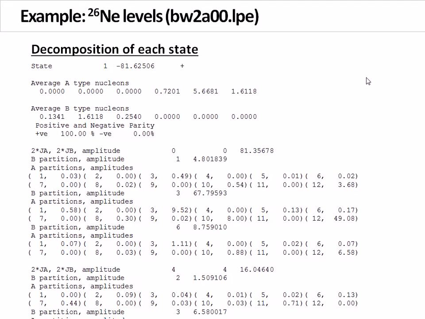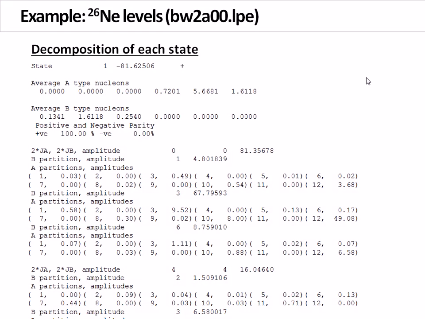So what this then decomposes is our wave function in terms of all the partitions that are involved and all their angular momentum couplings. What this first line says is, if we have the total angular momentum of the A nucleons, which are the neutrons, the total angular momentum of the protons, and their amplitude, which is actually the percentage contribution to the whole wave function. So if we have our neutrons coupled to 0+, our protons coupled to 0+, that is 81% of the wave function. And that's not unexpected.